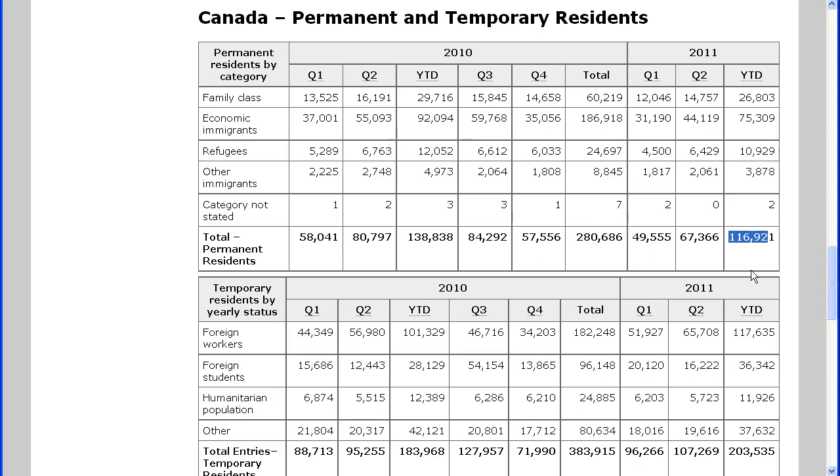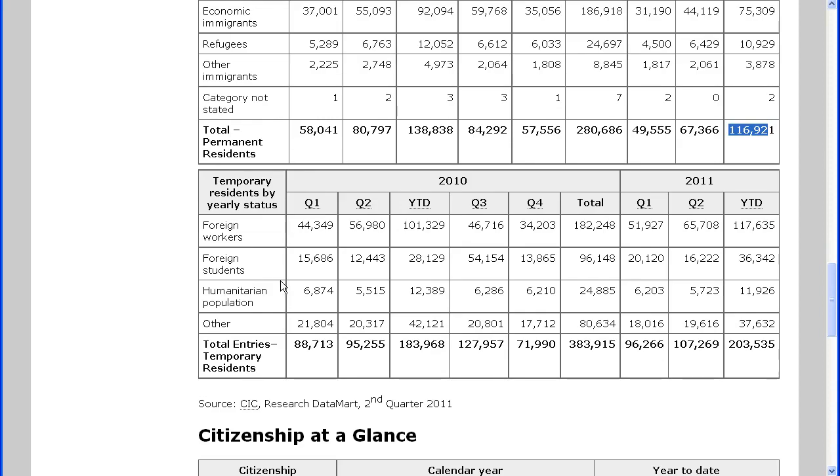116,000, almost 117,000. Here we see the table for temporary residents, which are foreign workers, foreign students, and the humanitarian category. So these are people who are admitted to Canada for humanitarian reasons. In 2010, 180,000 foreign workers came to Canada. 96,000 foreign students came to Canada to study, and also 24,000 other people came to Canada in different humanitarian programs as temporary residents. So these are not permanent residents, these are temporary residents.